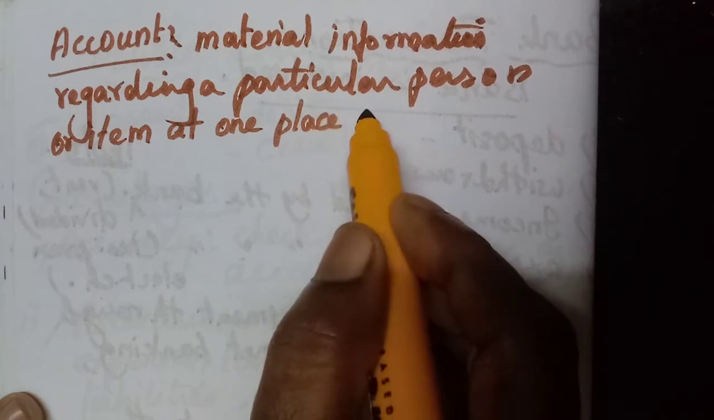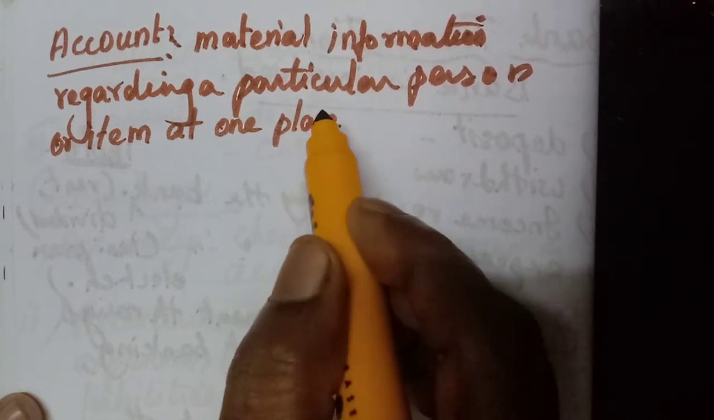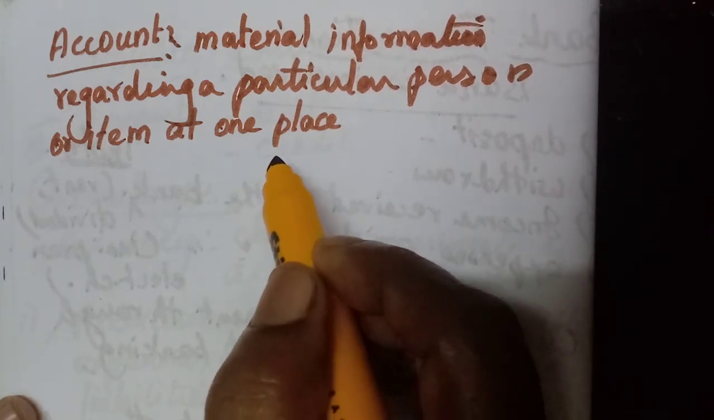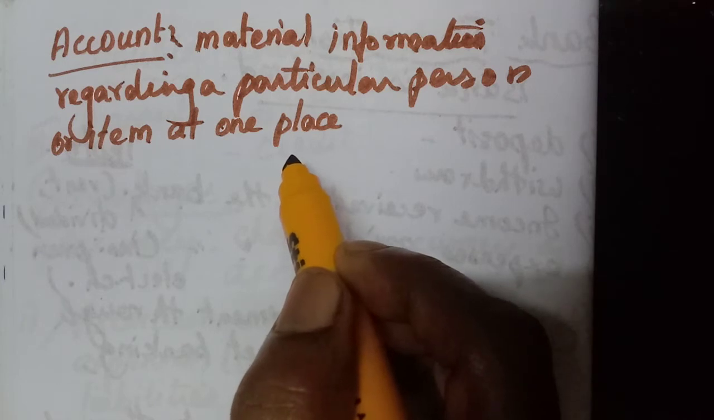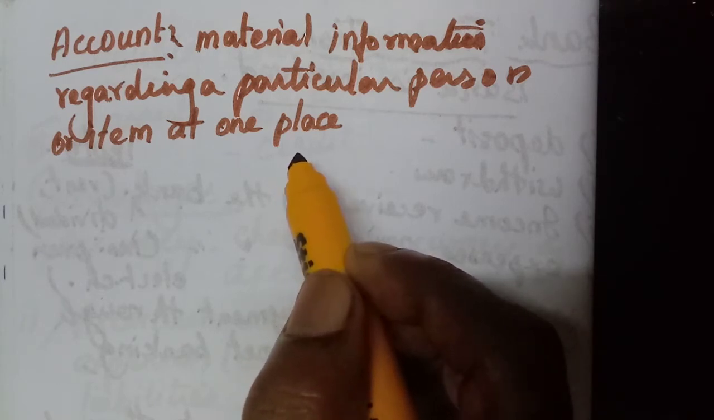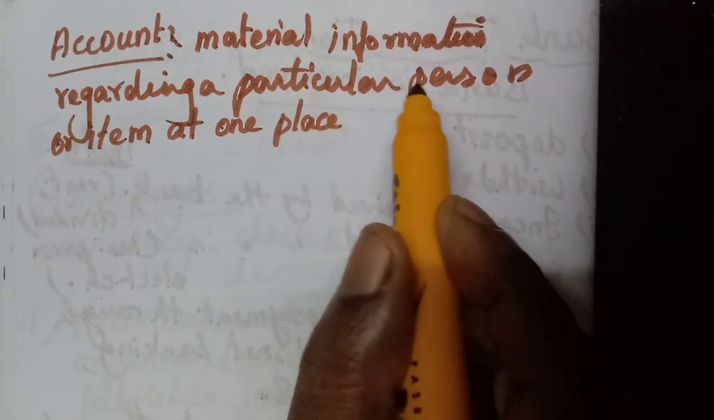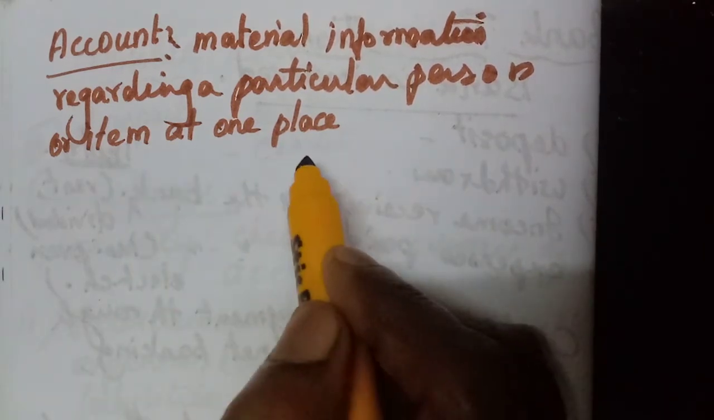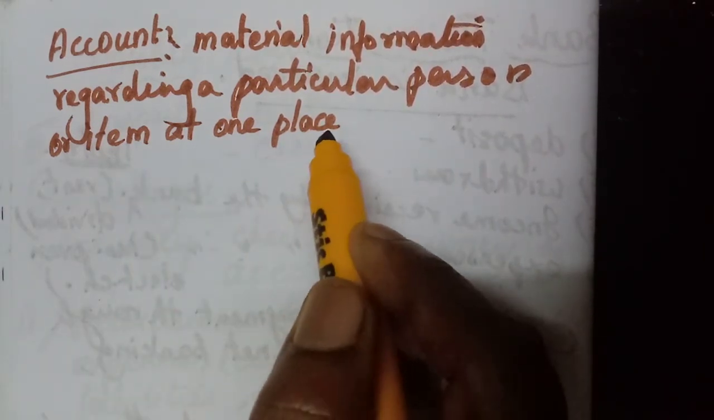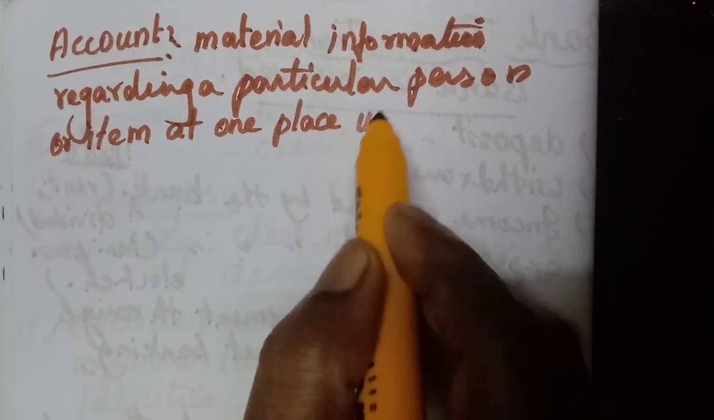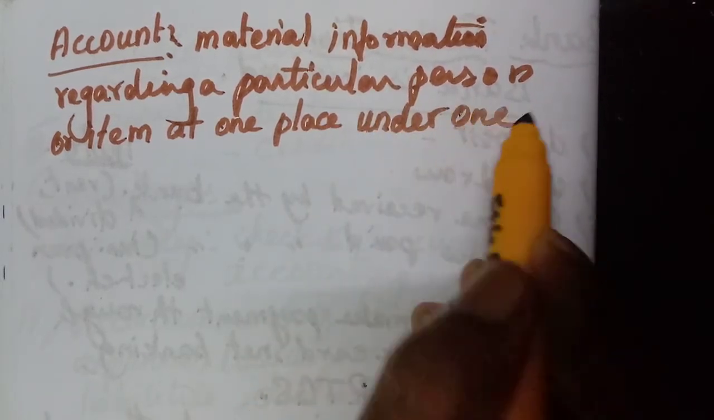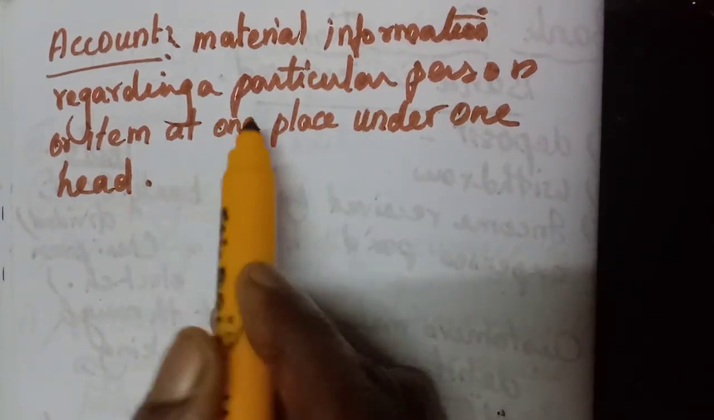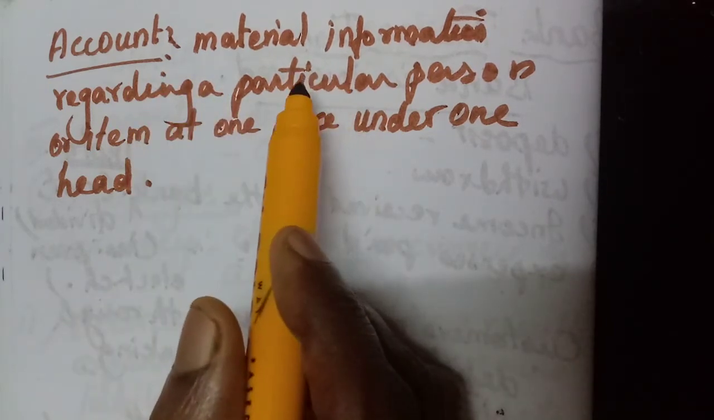So if we deposit money, they will enter in our account only. Then we withdraw money, they will enter in our account. And if there are any bank charges, they will debit our account. Any bank interest if we receive, they will credit our account. So all the material information regarding a particular person or item at one place under one head. That means under our account name only, they will enter all the material information.